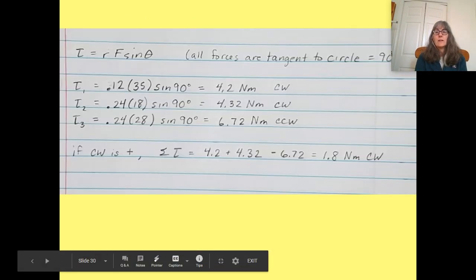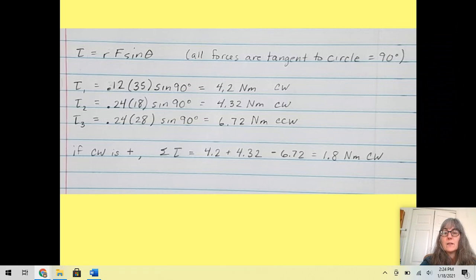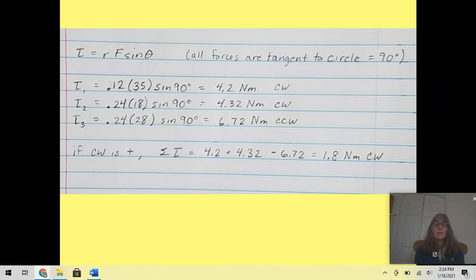So I've calculated all of those torques. Because it's a circle, everything is 90 degrees. So the first torque, that 35 Newton one, 4.2 Newton meters. The second one, 4.32 Newton meters. Both of those were clockwise. And then the counterclockwise one ends up being 6.72 Newton meters. So we take the two clockwise ones, those are positive. The counterclockwise one I made negative. And so overall, my net torque is 1.8 Newton meters clockwise.